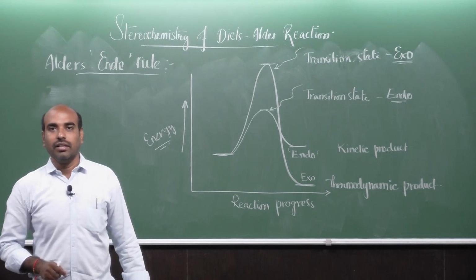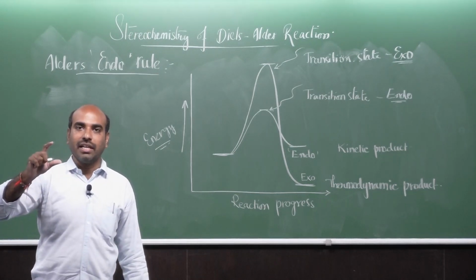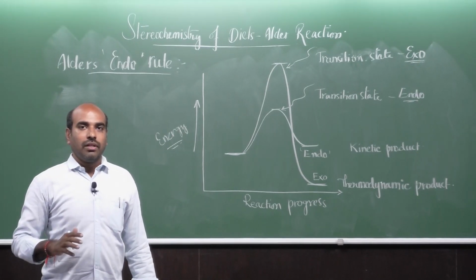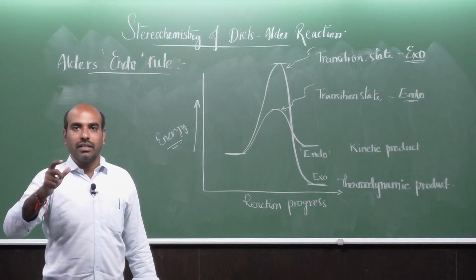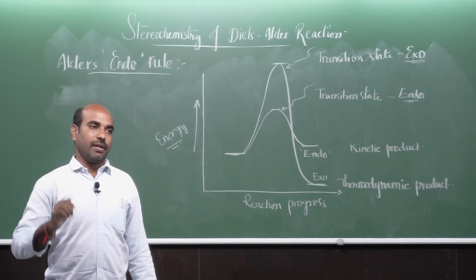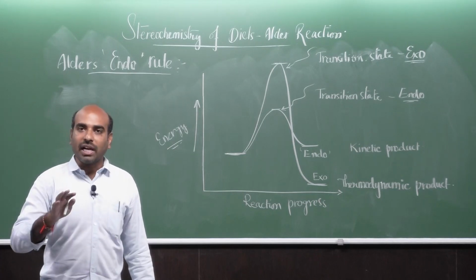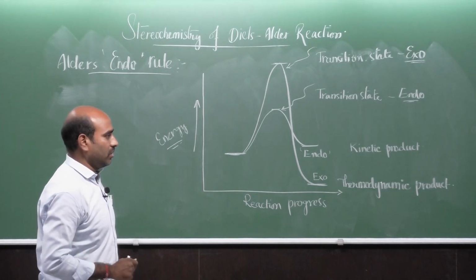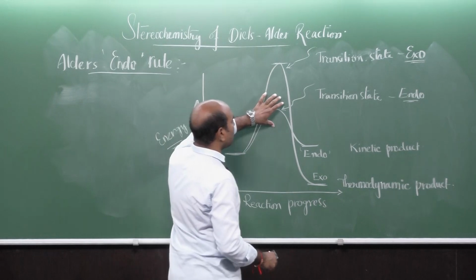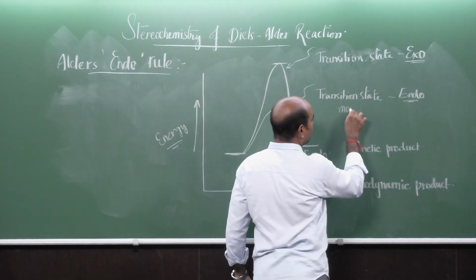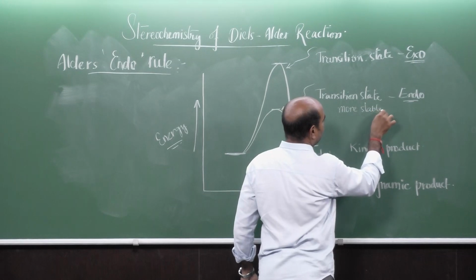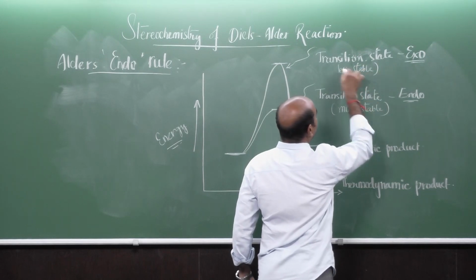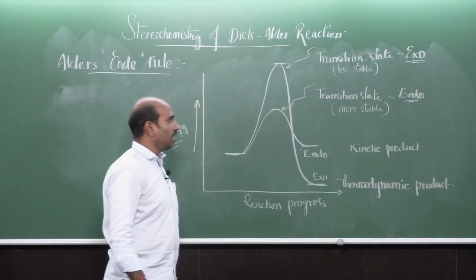Of course, correct, right. The activation energy required to reach the exo transition state is higher, and the energy required to reach the endo transition state is very minimal. What does it mean? The endo transition state is more stable and the exo transition state is less stable, because it has higher energy, right.